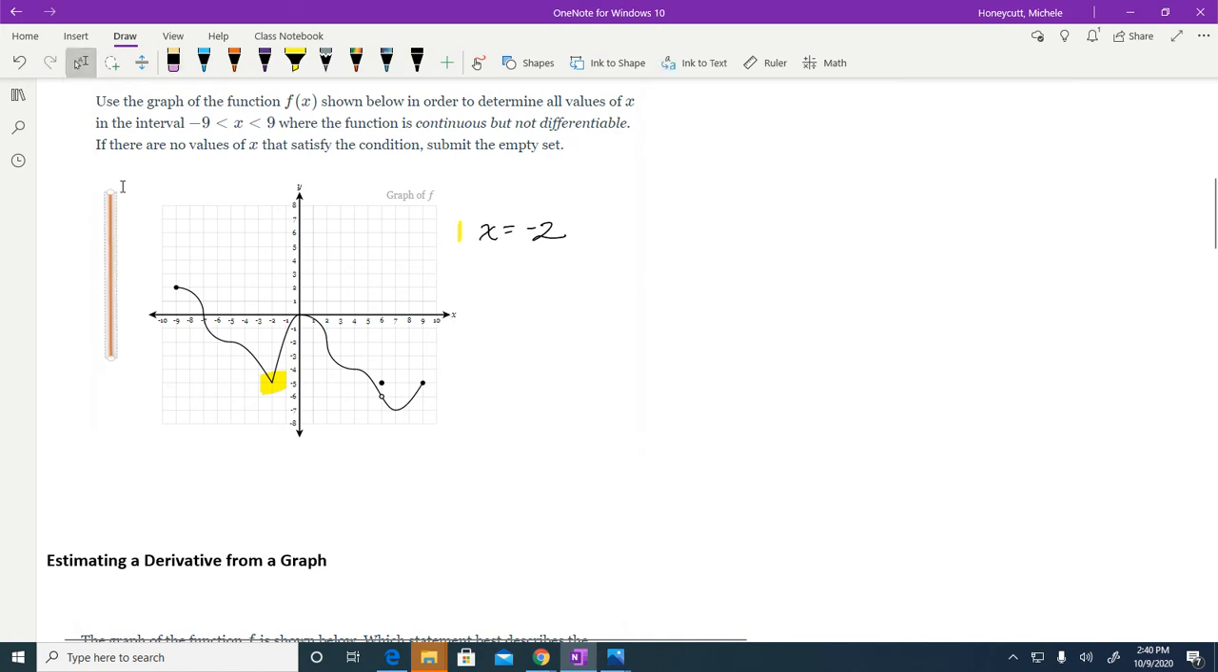Try to match it up to see if there's any place where the graph is temporarily vertical. So I'm dragging, oh look, if I draw it right here, it looks like the graph kind of gets vertical for a little second at -7. So at x equals -7, there's a vertical tangent line.